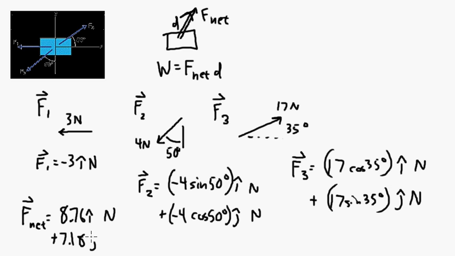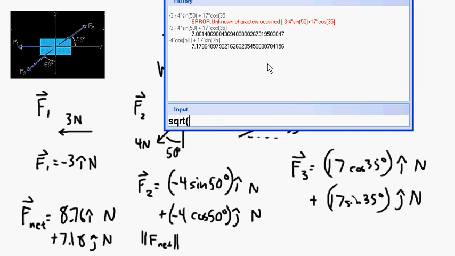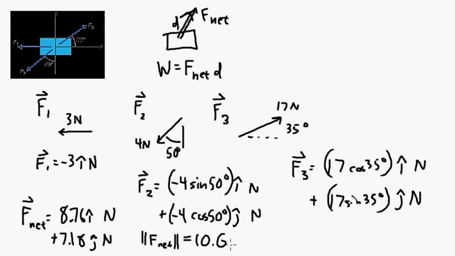And so for the magnitude of F net, we just apply the Pythagorean theorem to that, right? Square root of the previous answer squared plus 7.86 squared gives us a magnitude of 10.64 newtons. So the magnitude of F net is 10.64 newtons. And we know that the direction F net is acting is the direction it's going to move because it started from rest.